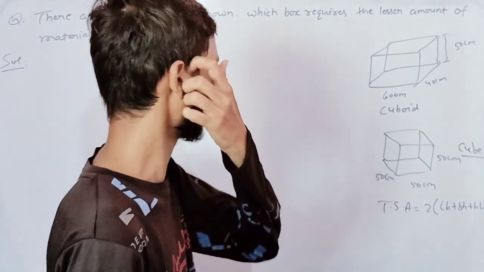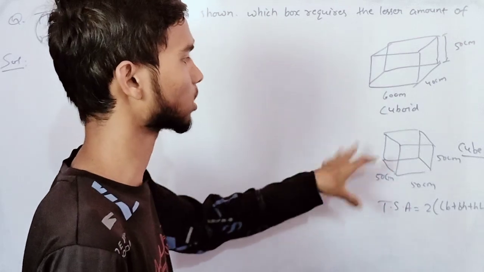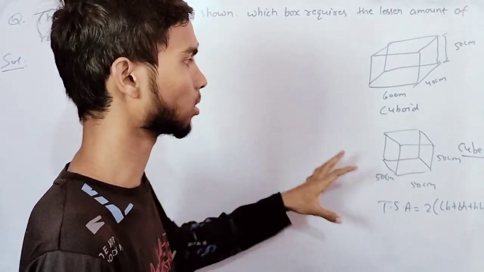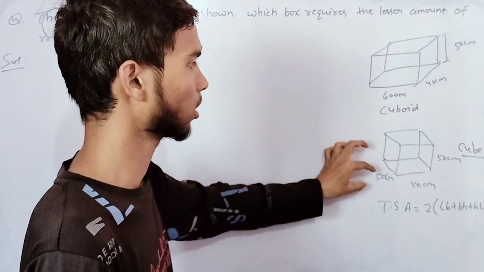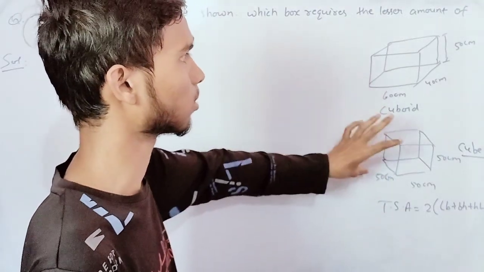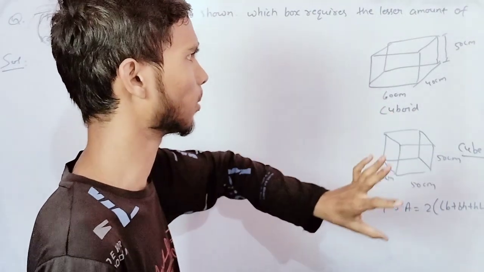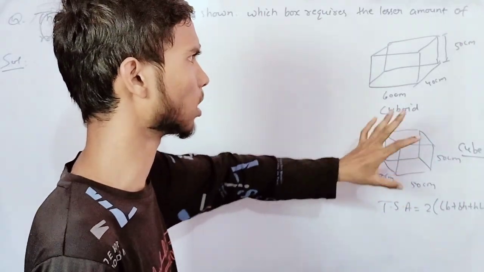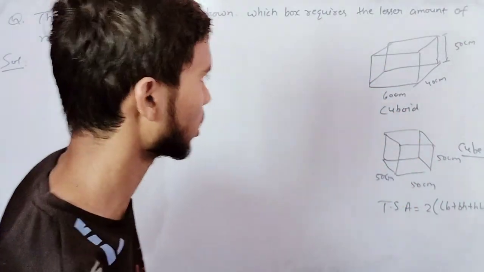How? If the measures of all the sides are equal, then that would be a cube. If L, B, H, these three are different from each other, then that will be considered a cuboid.